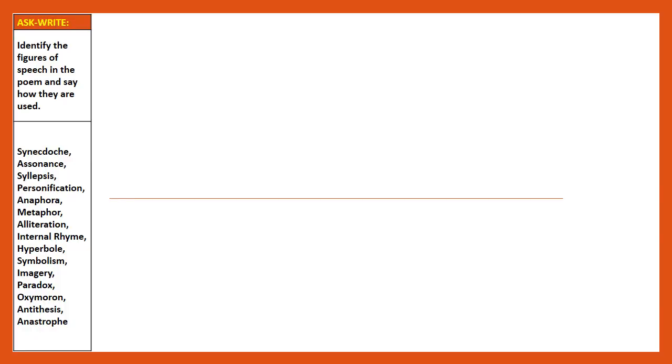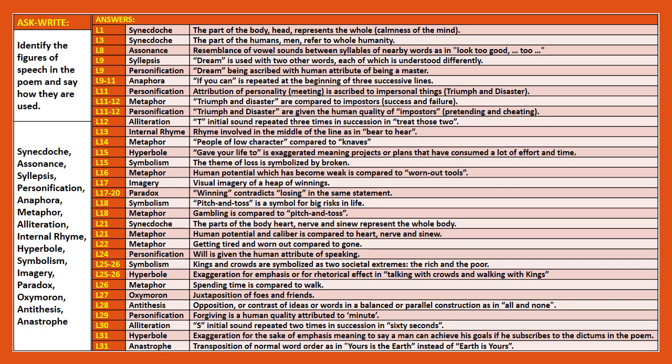There are specific phrases and clauses that suggest deeper meaning. Identify the figures of speech, such as synecdoche, assonance, syllepsis, personification, anaphora, metaphor, alliteration, internal rhyme, hyperbole, symbolism, imagery, paradox, oxymoron, antithesis, anastrophe, and explain how they are used in the poem.